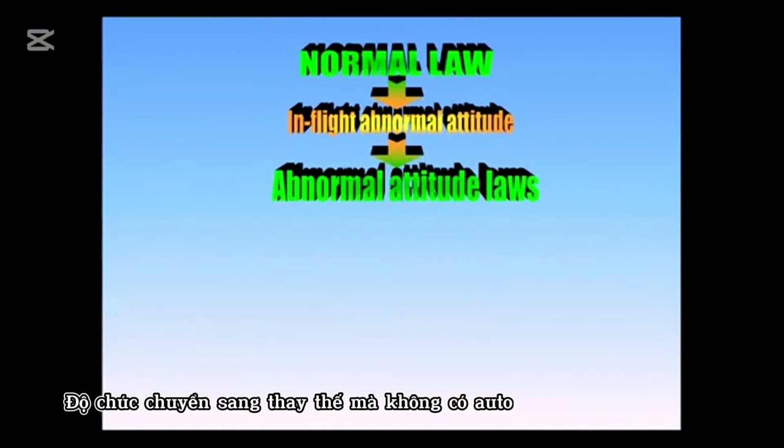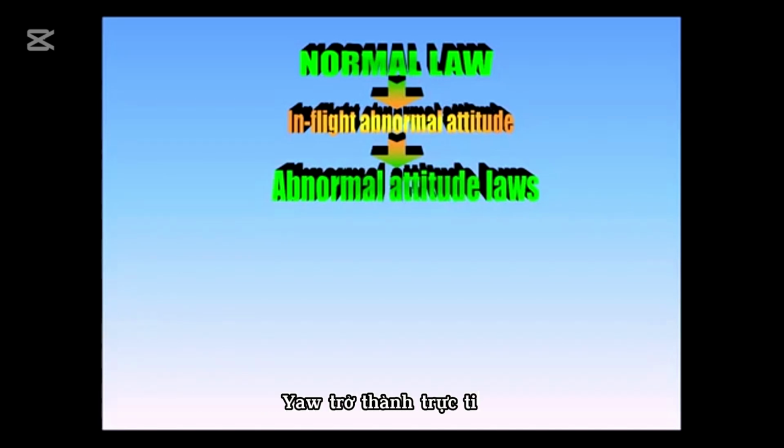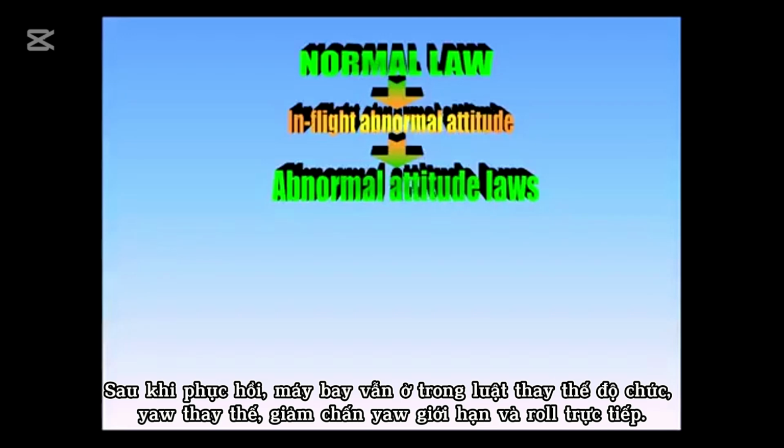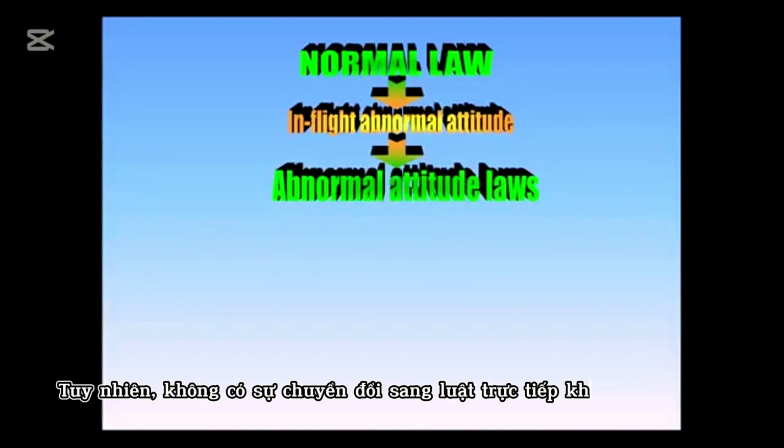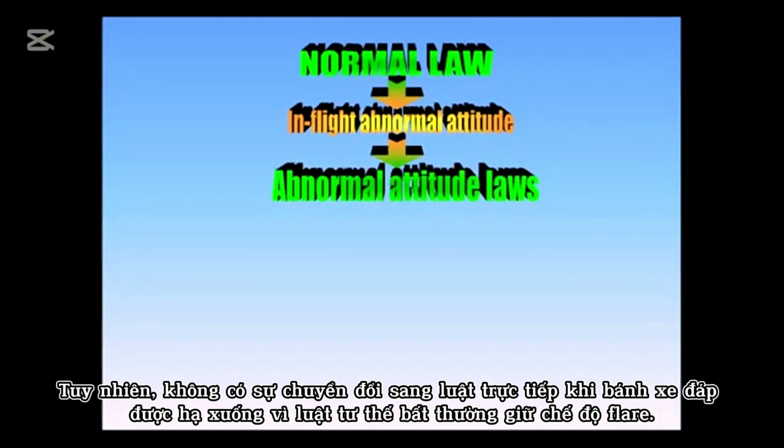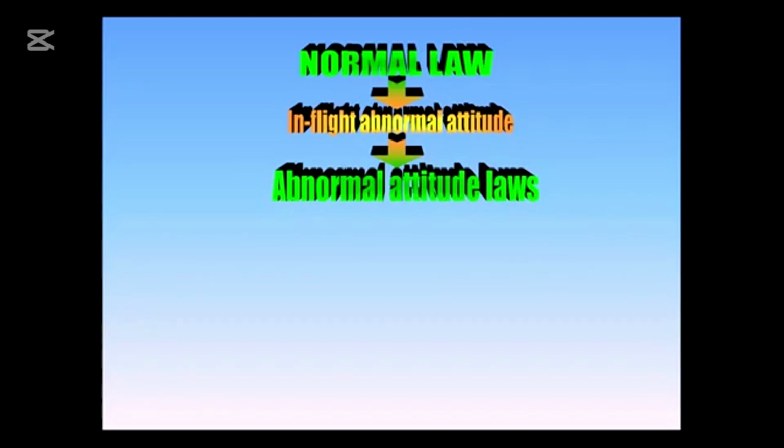During recovery, pitch reverts to alternate without auto trim or stabilities. Yaw becomes direct. Roll also becomes direct. Only load factor protection is maintained. After recovery, the airplane remains in pitch alternate law, yaw alternate, limited yaw damping, and roll direct. However, there is no reversion to direct law when the gear is extended, because the abnormal attitude law retains the flare mode.